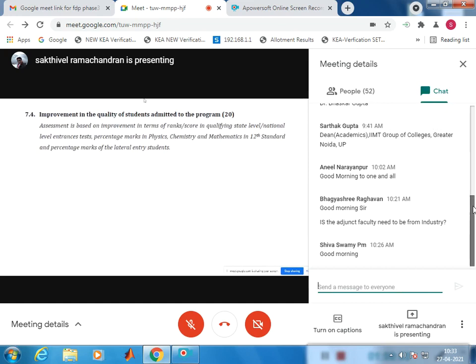Improvement in the quality of students admitted to the program, that carries 20 marks. So this speaks about the assessment based on the improvement in terms of rank, scores, qualifying at state level, national level. Whatever the entrance test you keep, such as to improve the quality of the intake, percentage of marks in physics, chemistry, mathematics or the 12th exam. All these metrics would have been taken into consideration for figuring out this 20.